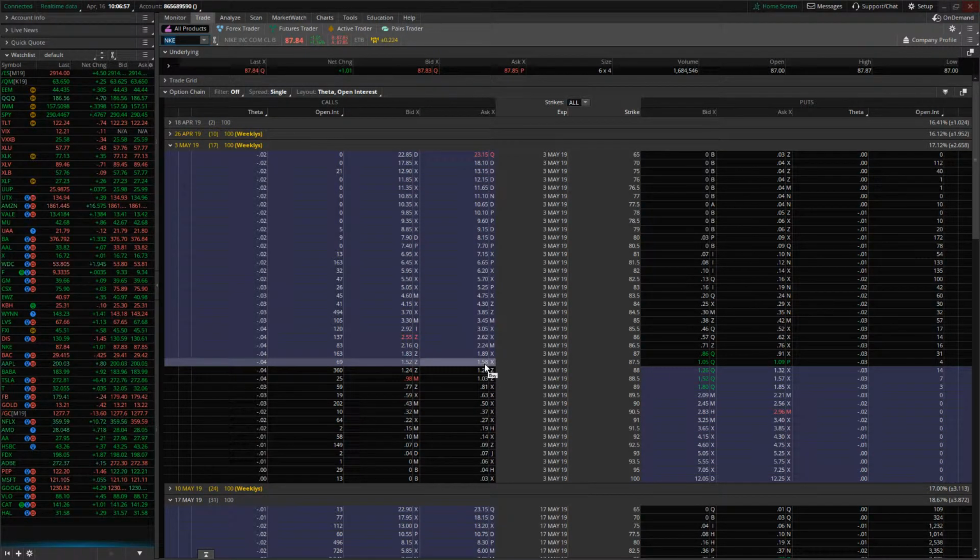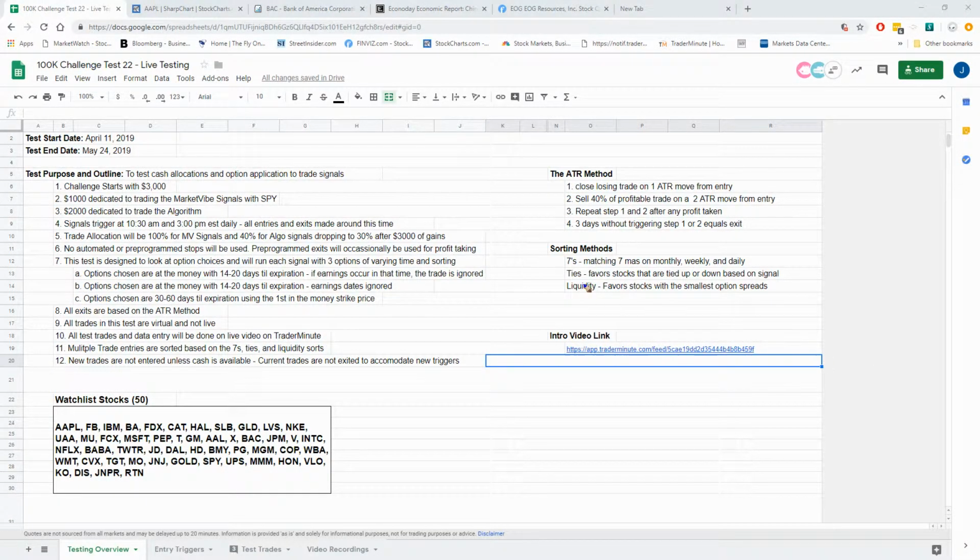Yes, I know Nike's spread is smaller on an absolute basis, but the option values are very different. So on a percentage basis, it's a lot cheaper to get in and out of Apple than it is to get in and out of Nike. So we're going to run with Apple, right? That's all the sorting is. That's all it is. It's very simple, and it's designed to be that way.